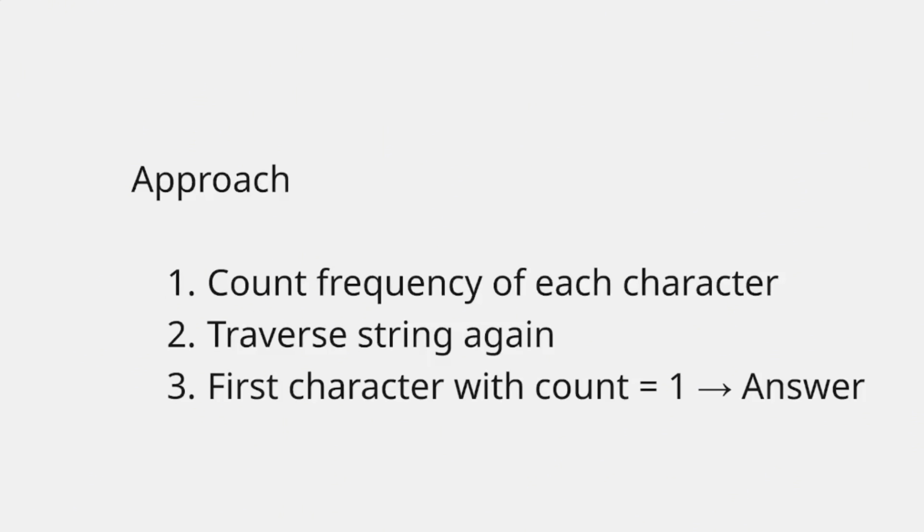Let's see the approach. In step one, count the frequency of each character. In step two, traverse the string again. And in step three, find the character with count 1, and that is our answer. So we have to find the frequency of each character and traverse the string again, and if the character's frequency is 1, we print that first character. That is what we are going to do now.